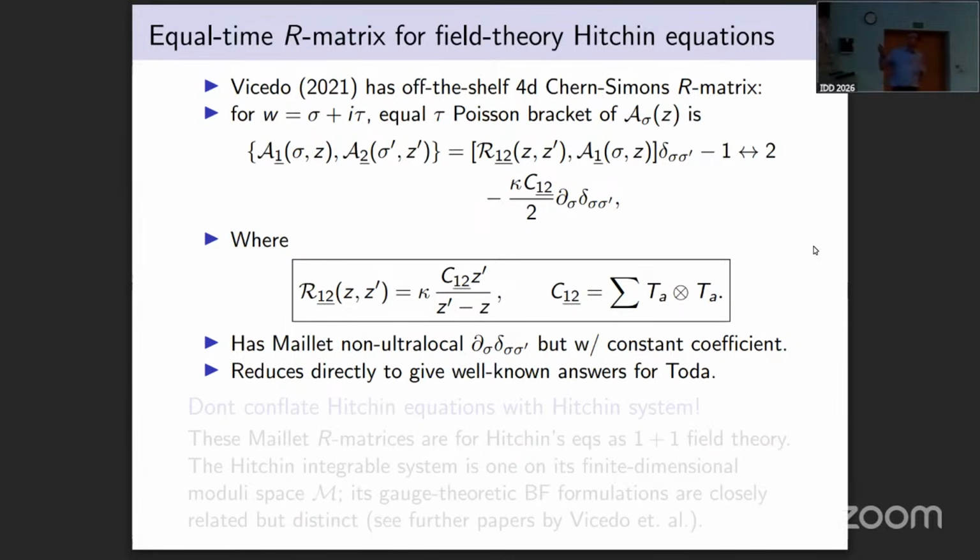So he has an off-the-shelf 4D Chern-Simons R matrix. And in our context, you can write it out in this way, where the Poisson bracket is given by some R, but you also get this extra non-ultralocal term, this so-called Maillet term, which makes the quantization, or the Poisson brackets, a bit more awkward to use. But apparently in the constant case, that's reasonable and works nicely. And so we get a nice simple form for the R matrix. And again, this can reduce naturally to give the well-known examples of Toda. So Toda provides a nice reality check on these things.